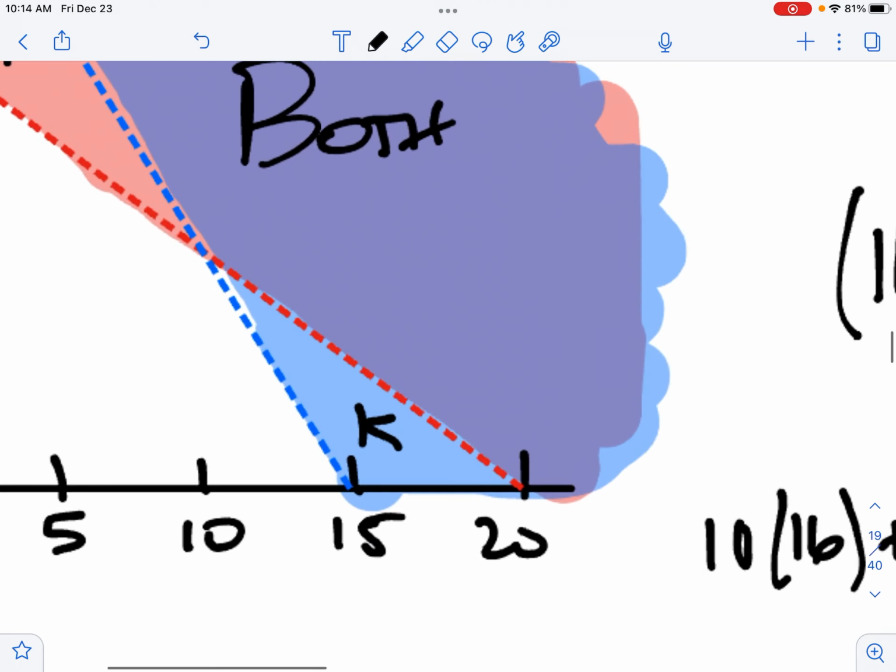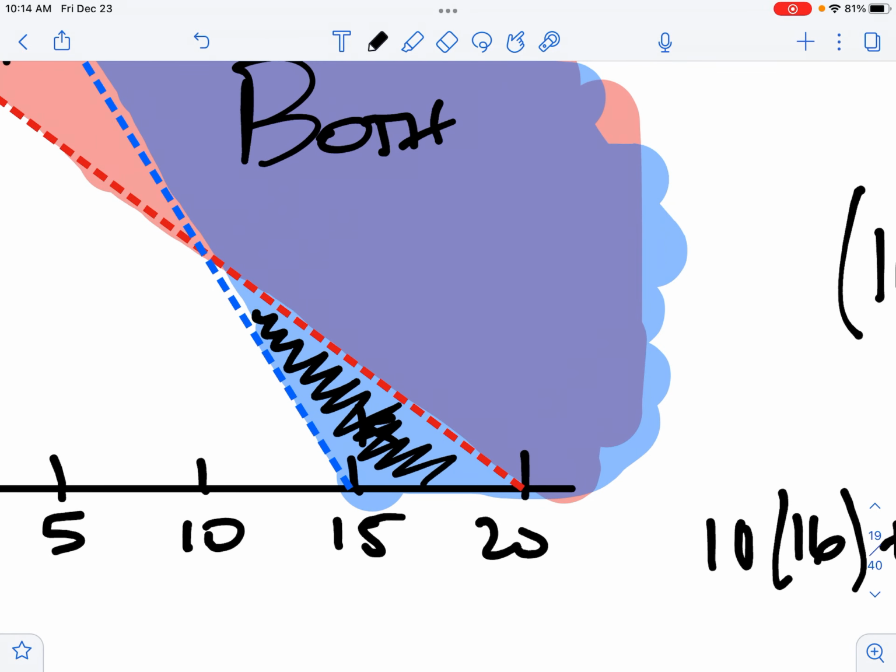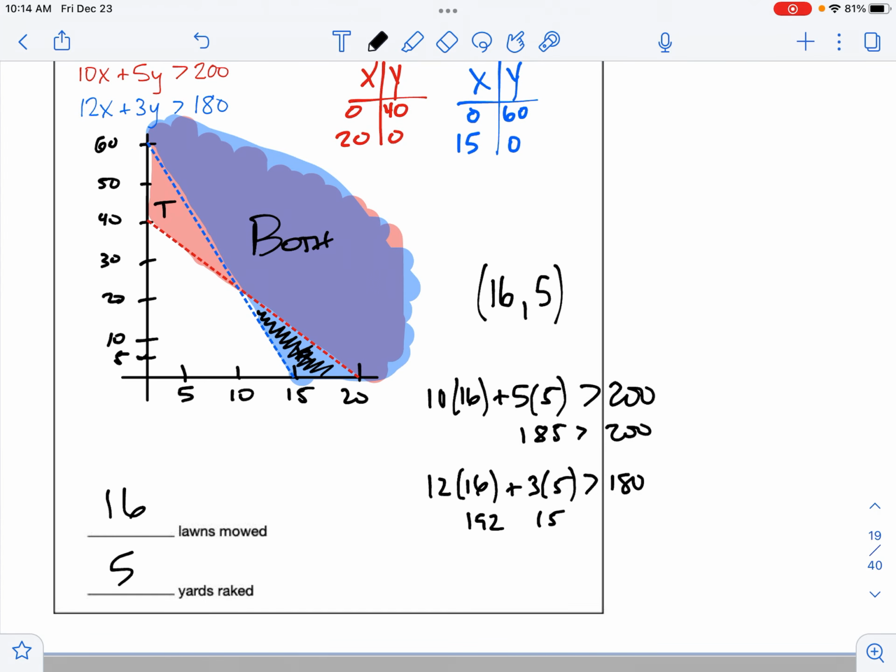Now, obviously, there is a slew of answers here, because anything in this region where your x's are equal and your y's are equal is going to work. So anything in there, multiple answers would be okay for this problem.